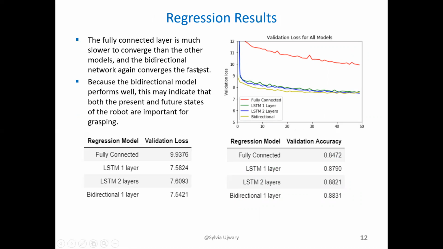So in the regression results, again, the fully connected layer is taking a lot longer to converge, and it never actually ends up converging on this value of 7.5 that the other ones get to. So for whatever reason, when we're actually predicting regression, the fully connected layer is not happy with that.